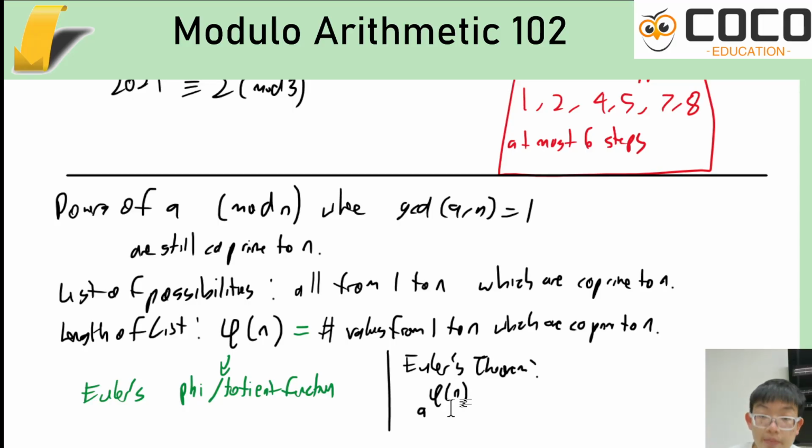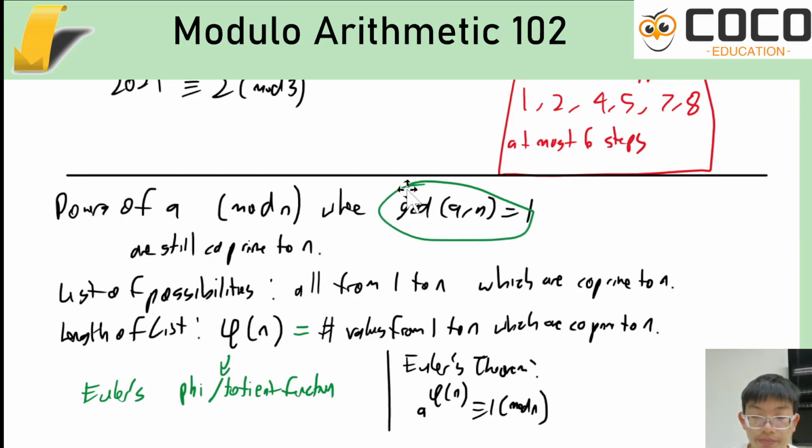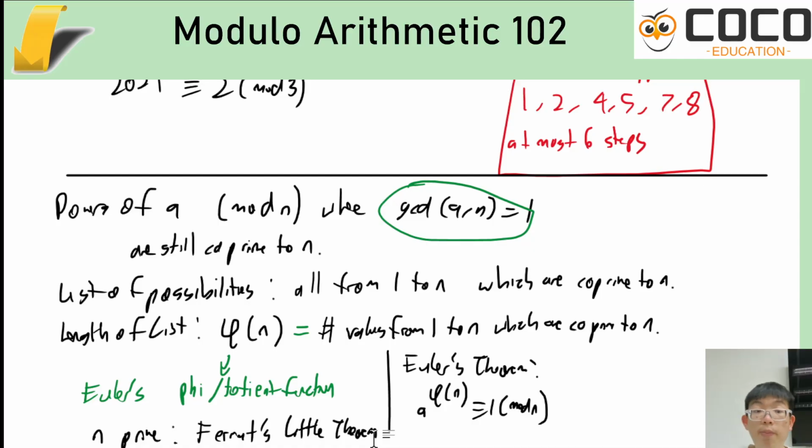Here's a guaranteed checkpoint. If your A and n are co-prime, Euler's theorem says this. And in the case where n is prime, this is actually just Fermat's little theorem. They are the same thing. But Euler's theorem also deals with the non-prime situations.